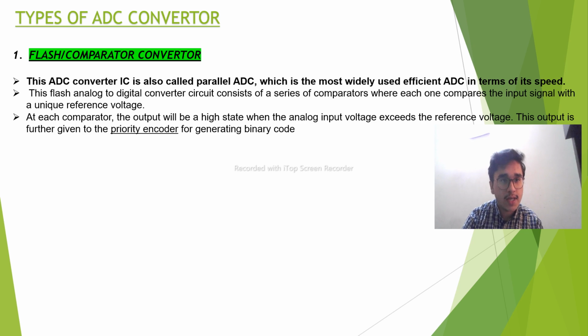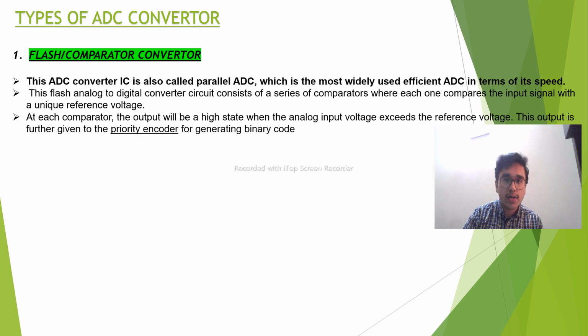The first one is the flash or comparator converter. This ADC is also called the parallel ADC. This type of ADC is mostly used where the requirement is speed, and accuracy is less. It is less accurate compared to the other ADCs, but this is faster.